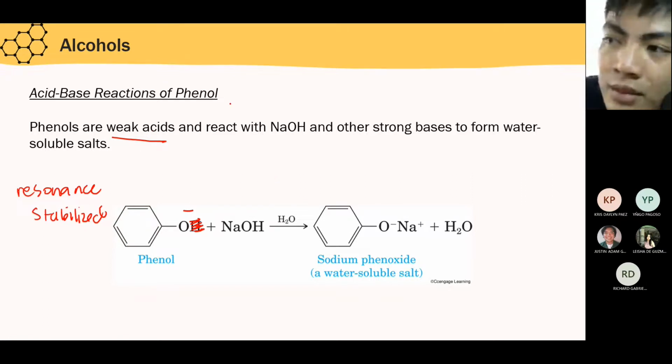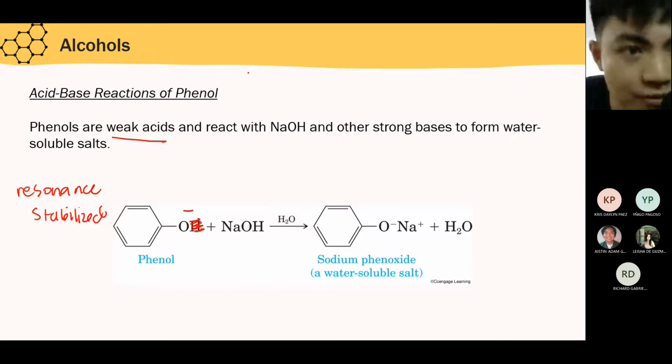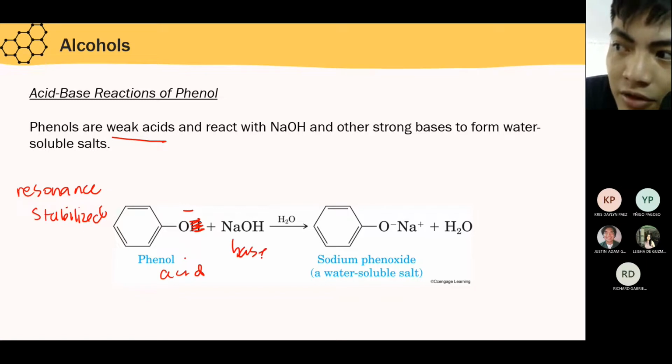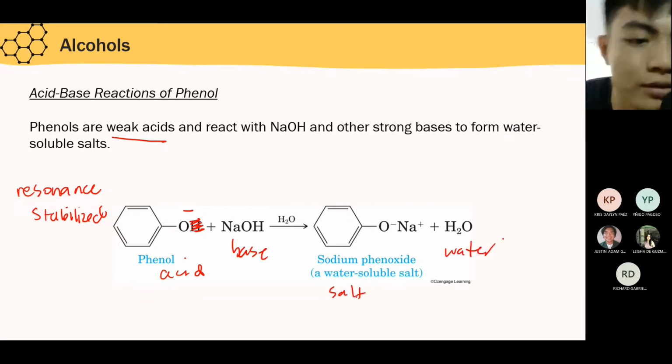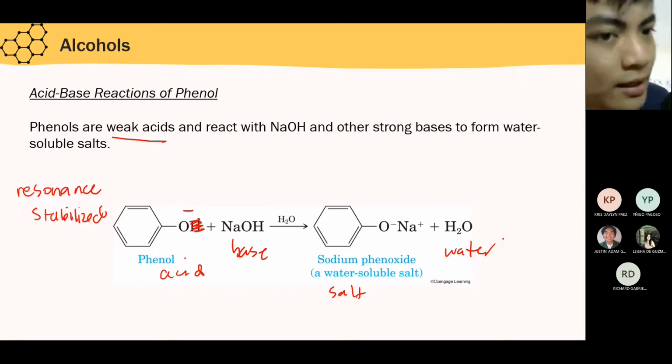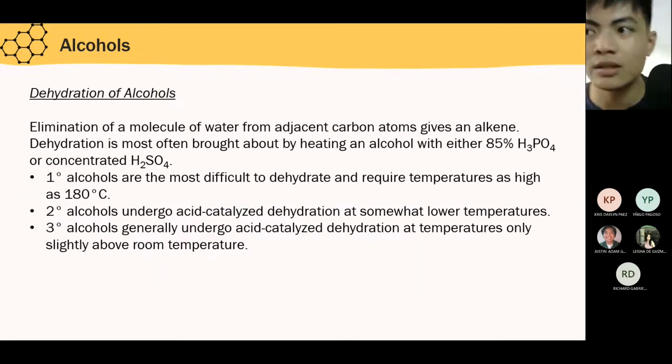Okay? So, kapag resonance stabilized, ibig sabihin, pwede siya mag-act as acid. So, it can react with a base, forming salt and water. Okay? So, just like last time, yung diniscuss natin. Okay? So, yan. So, that's the first reaction.